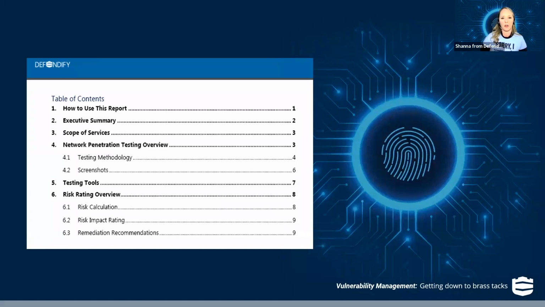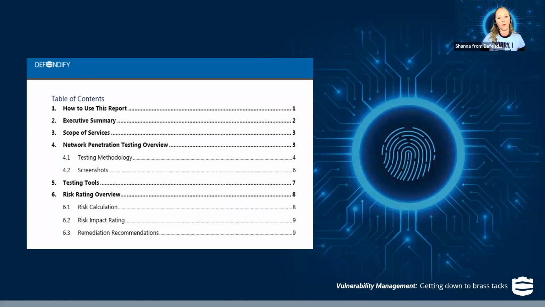And then the scope of the service outlines what the limits are. So what we could attack, what we couldn't, and if there were any restrictions placed by the client. Sometimes we hear people say, I only want this penetration testing to be conducted on the weekend, or between the hours of 11 p.m. and 6 a.m. So that gives the scope of the services.